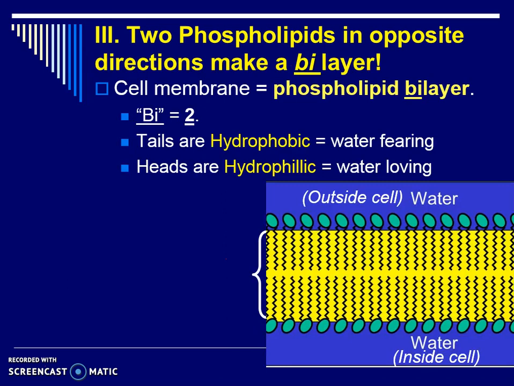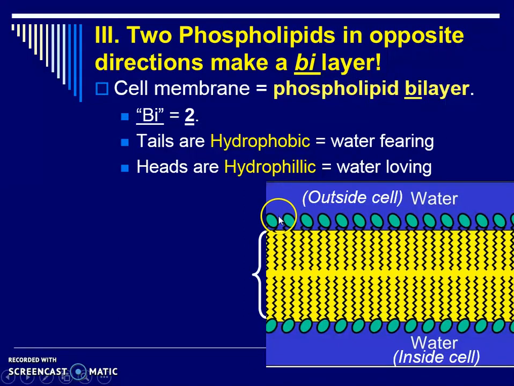Alright, so phospholipids are in opposite directions and they make up a two-layer system called a bilayer. Alright, the cell membrane in general is called a phospholipid bilayer, the prefix bi meaning two. So here we see a phospholipid, a phospholipid, a phospholipid, and down here we see the other ones going the other way. To me, they kind of look like hairpins, right? Where the hairpins are going this way and this way, all right?